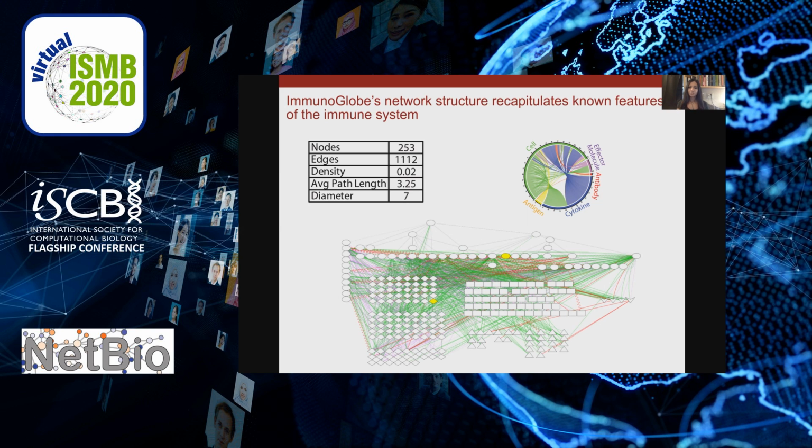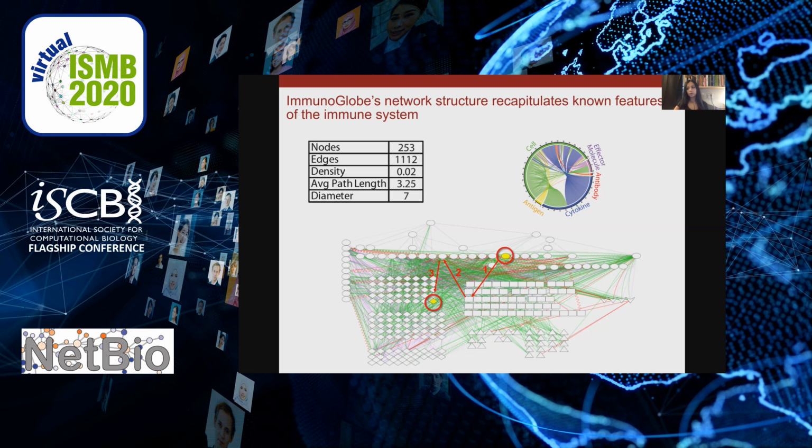So it looks pretty dense, but it's not based on numbers. The average path length of 3.25 means that if you choose any 2 nodes at random, it takes only just over 3 steps to connect them. This also makes sense because despite the low density reflecting the specificity of the immune components, the short path length means that the immune system can very quickly disseminate information across the entire network.